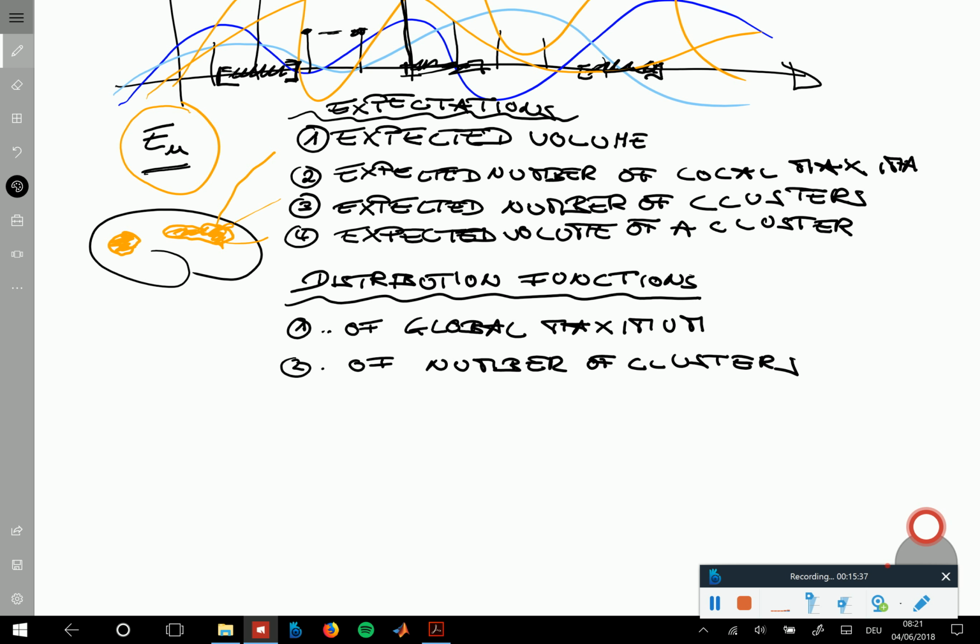And finally, there are numbers missing. The distribution function of the cluster volume, where of course knowing the expected volume of a cluster is helpful. And finally, the maximal cluster volume. There are some numbers missing in my script.